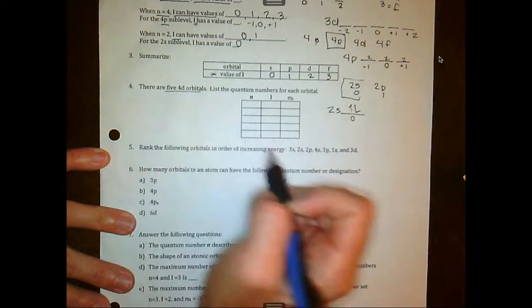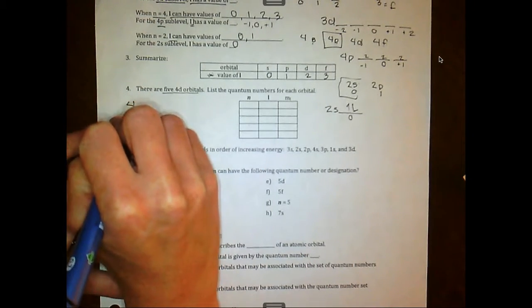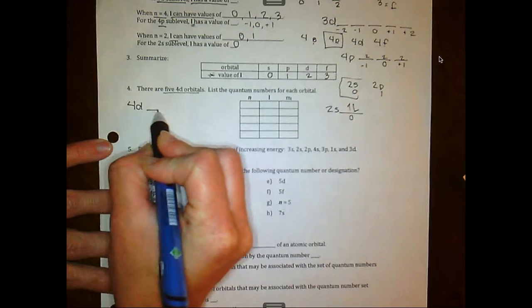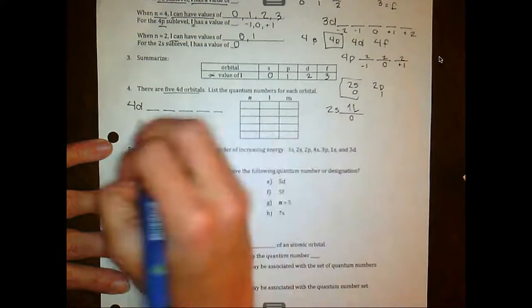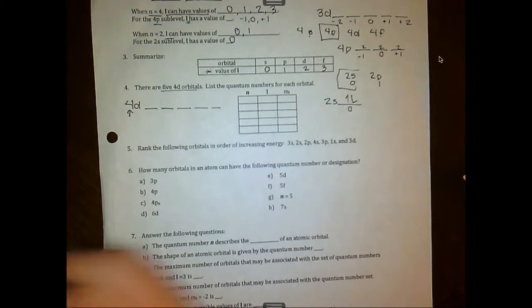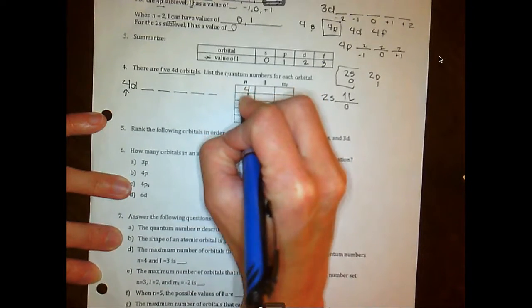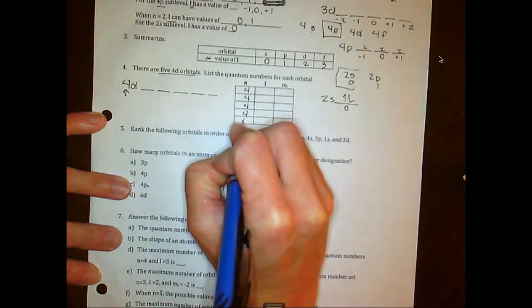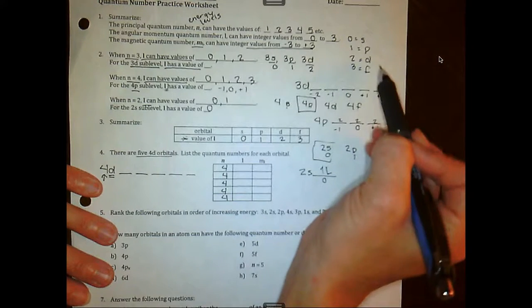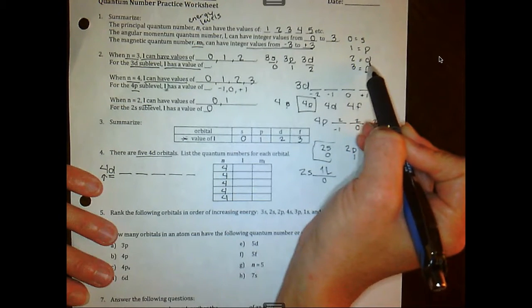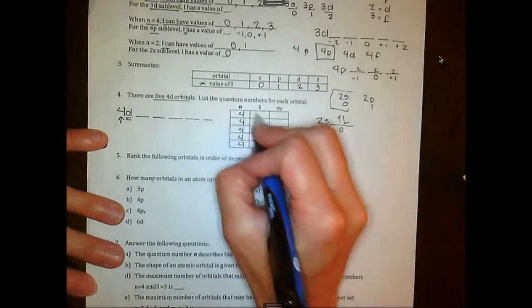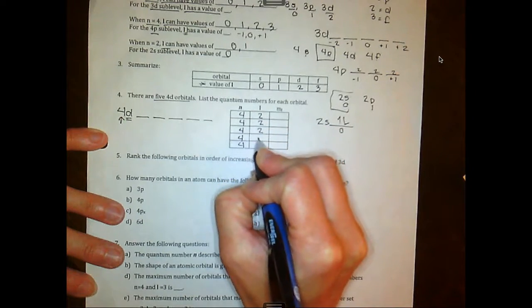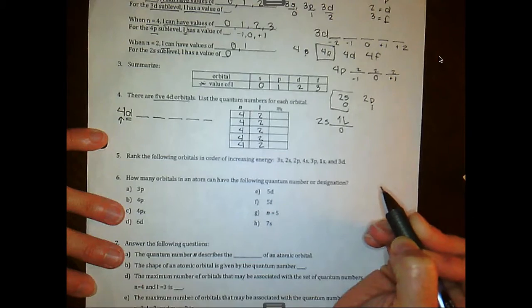It says there are 5 4D orbitals. We kind of said that earlier. This is 4D. We understand that D has 5 orbitals, 1, 2, 3, 4, and 5. List the quantum numbers for each orbital. Well, that right there is your principal quantum number. So the n value is going to stay the same for all of them. It would be 4 all the way down. We are talking about the d sublevel, and if you look back up here when we wrote down, we said that the d sublevel has a value of 2. Therefore, for L, you're going to see me write in 2's all the way because that is telling us that we're in that D sublevel the whole time.